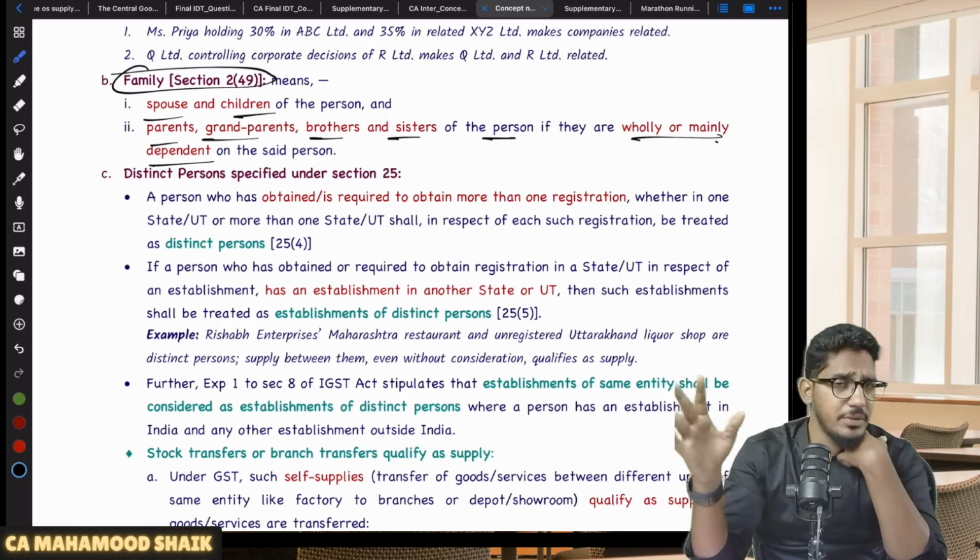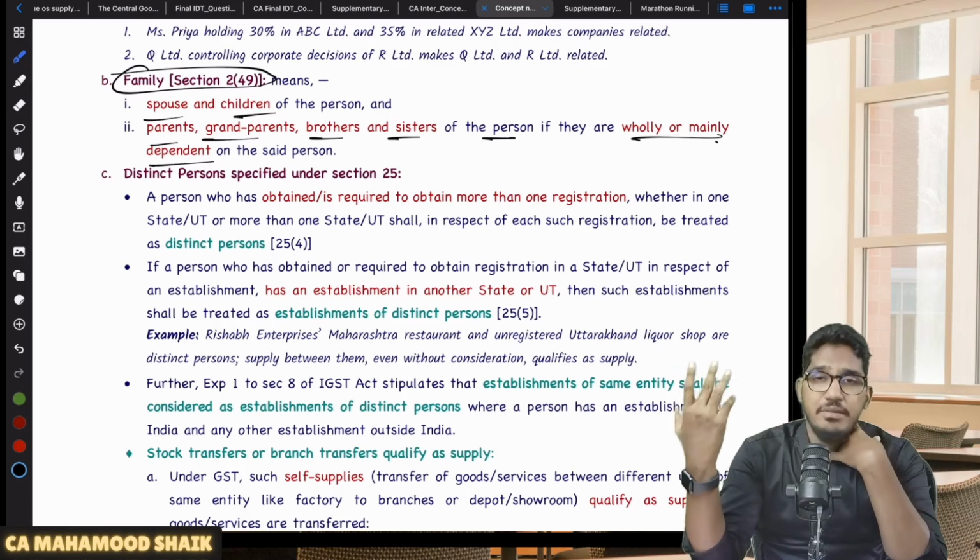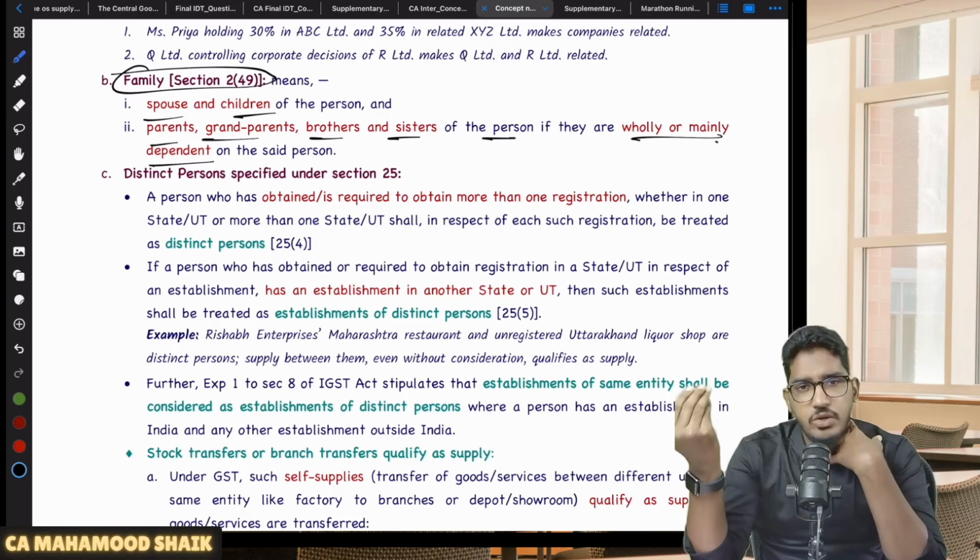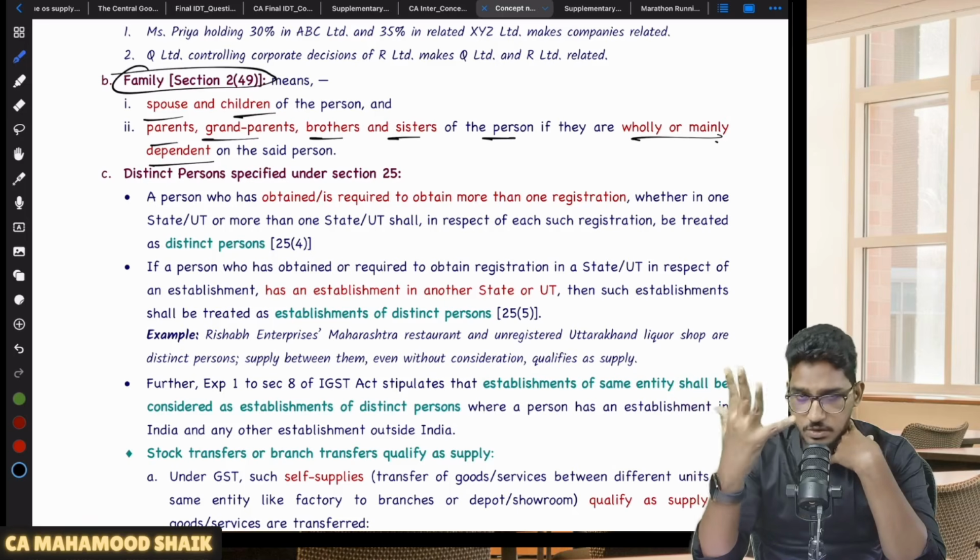They are not dependent on me. Let us say, for example, I myself and I have a parent, my father is there. My father is having his own business. He is not dependent on me. Can we both be considered as related? Sir, we both stay in the same house, sir. No. You both will not be considered as members of the same family.